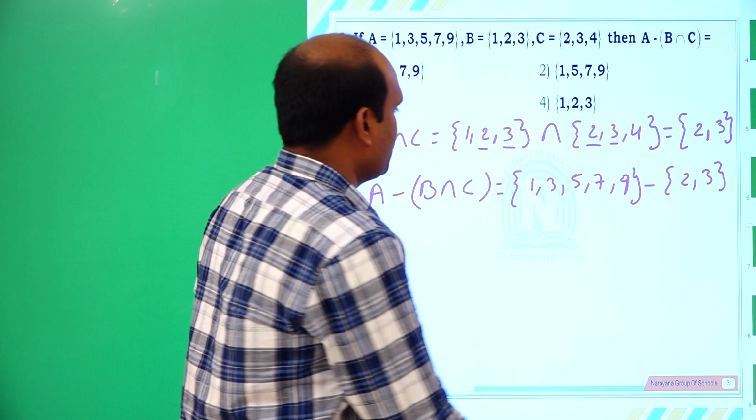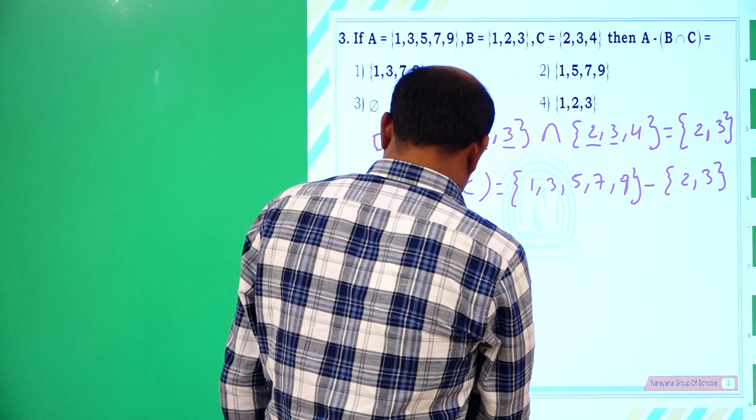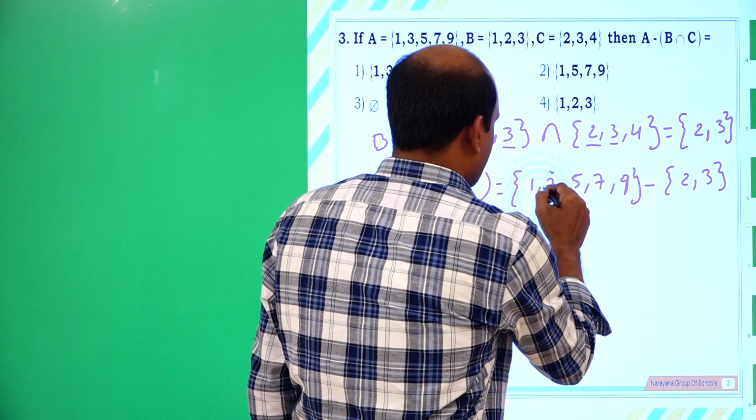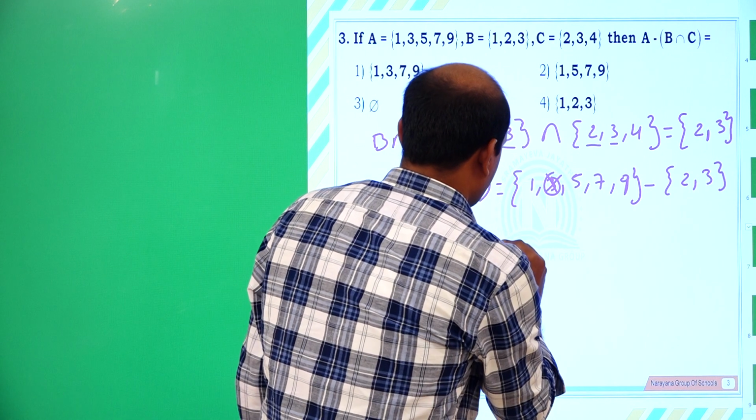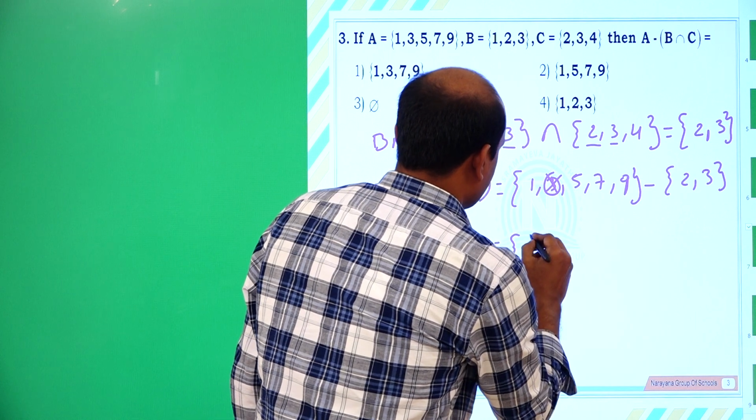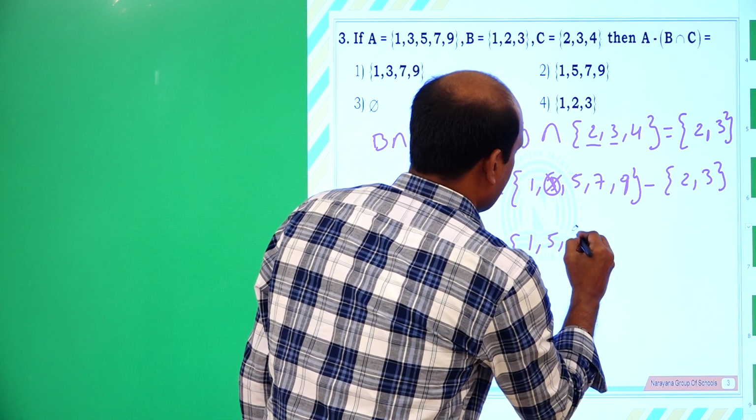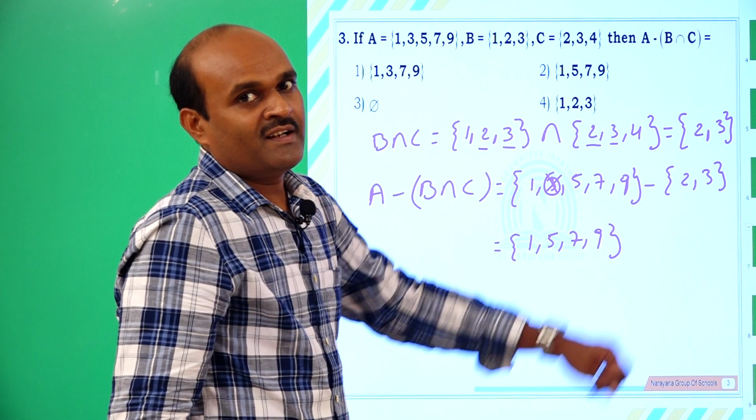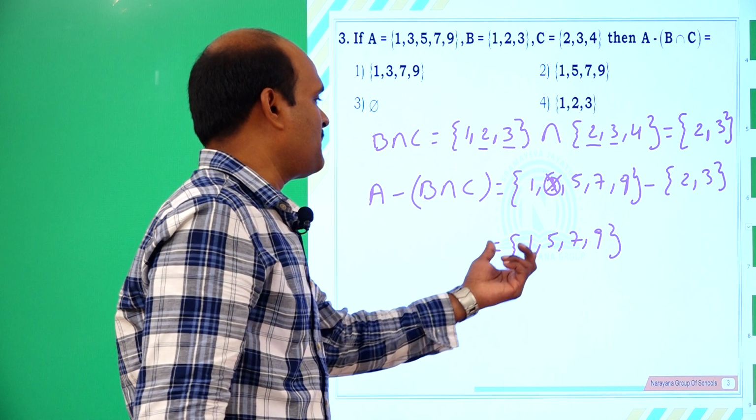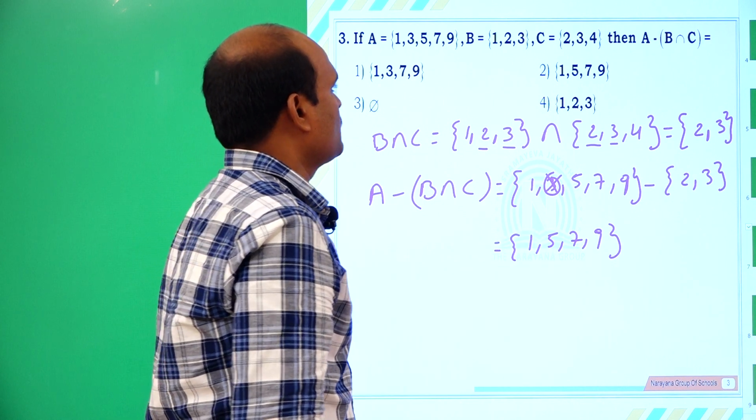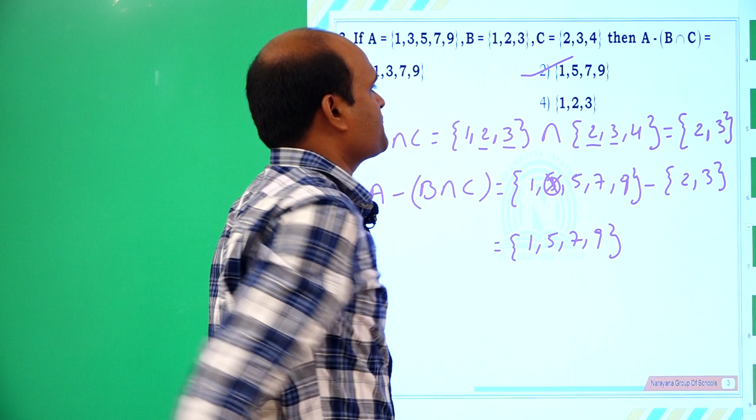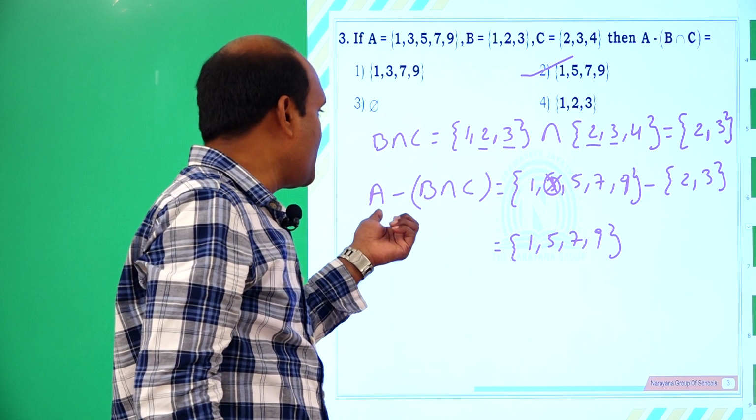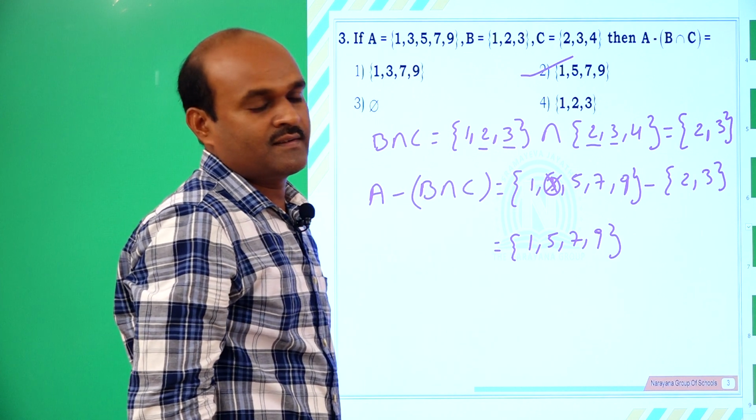But not in B. If you see, 2 is not there, okay, no problem; 3 is there, so you cancel this one. So what are the remaining elements in A? That is 1, 5, 7, 9. The elements which are in A, not in B intersection C, are 1, 5, 7, 9. So the correct option is the second option.